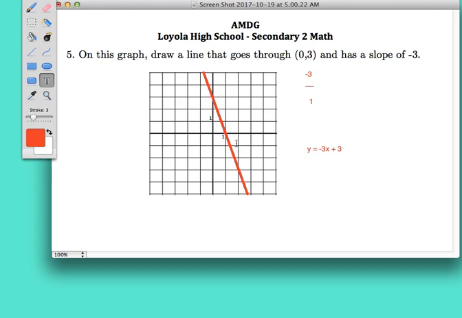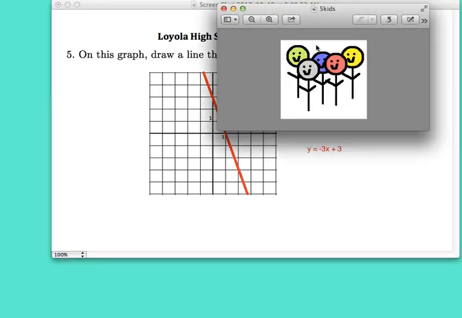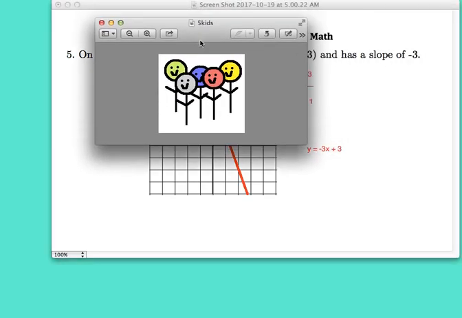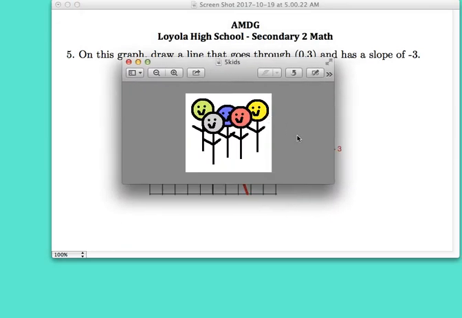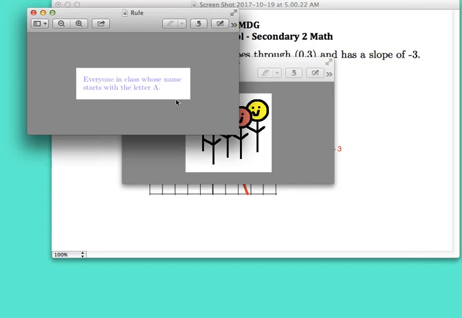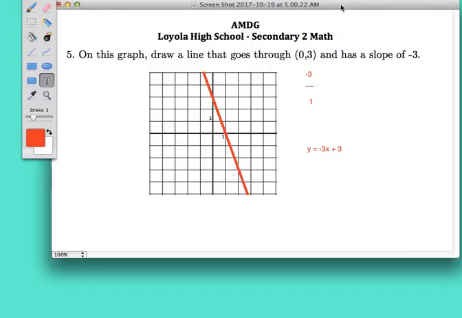If I know what the slope is, which here is -3, and I know where it crosses the y-axis, which here is right at y equals 3, then I can write the equation just like that. Right? And again, writing the equation, this is like me looking at a picture of those 5 guys in the room and saying, maybe there's a reason behind why it's these 5 guys in the picture. And then I realize the reason is I'm showing everyone in class whose name starts with the letter A. Same thing going on here.